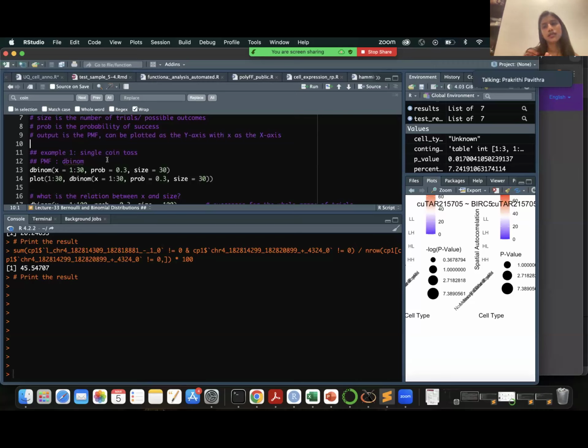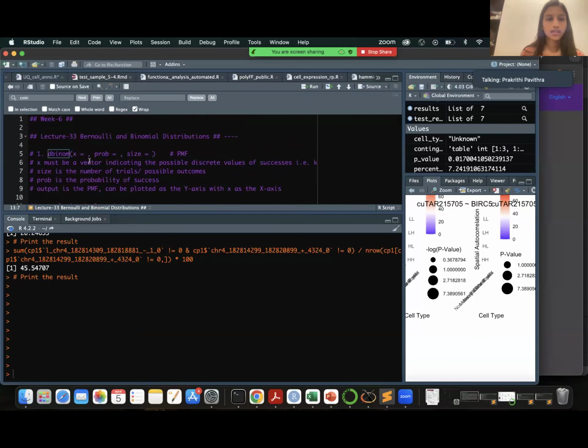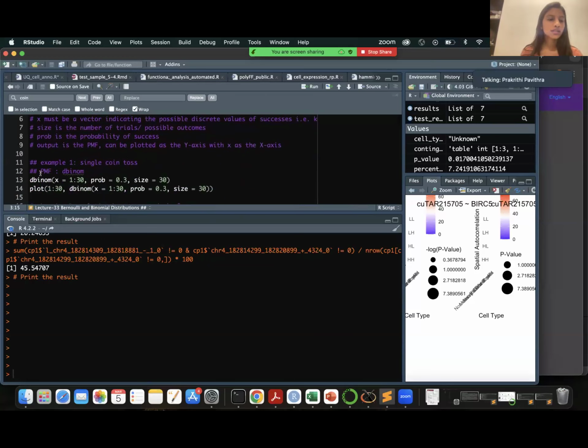So the format of these functions would be the same for all the three distributions that we saw: binomial distribution, Poisson, and geometric distribution. So let's first look at binomial and Bernoulli. It's basically the same thing. Bernoulli is just a trial. Multiple Bernoulli trials is a binomial distribution.